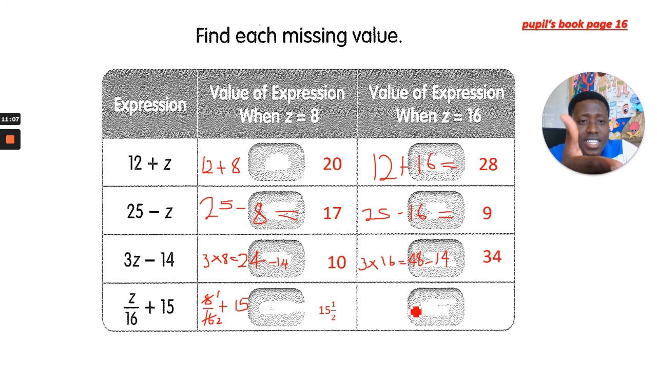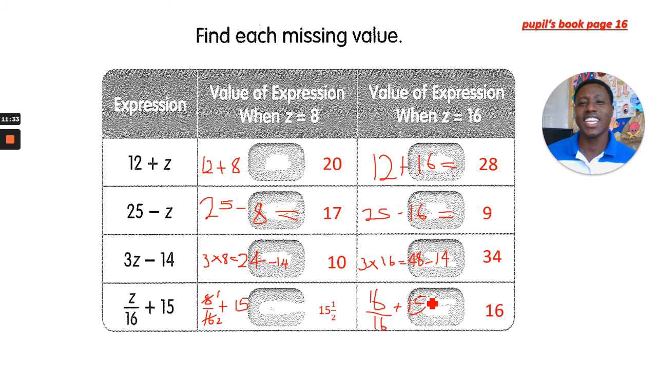But if it was this column where we have 16 divided by 16 plus 15. So 16 divided by 16 is 1, right? And 1 plus 15 is 16. As easy. So that is evaluating algebraic expressions with real values. I hope you understand and you practice more in your workbook.